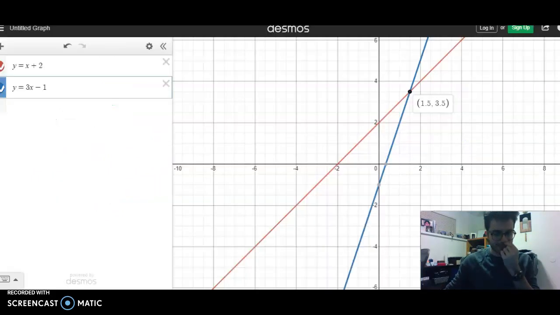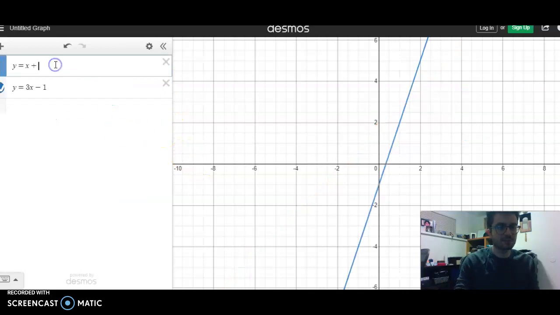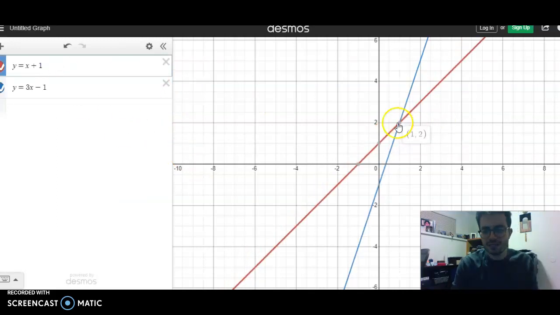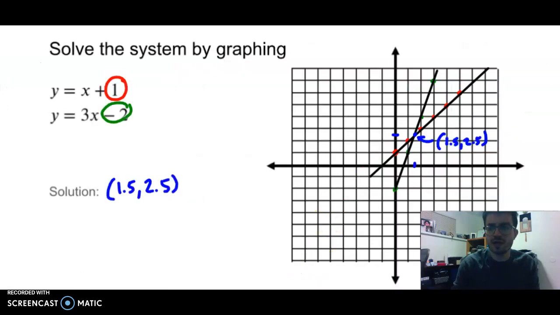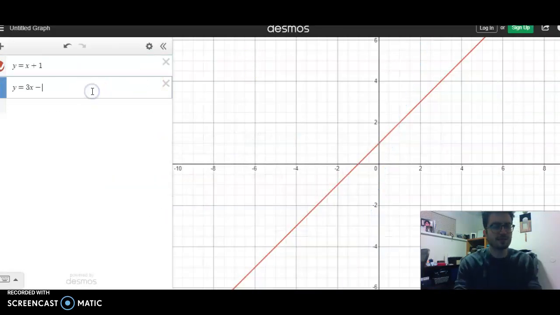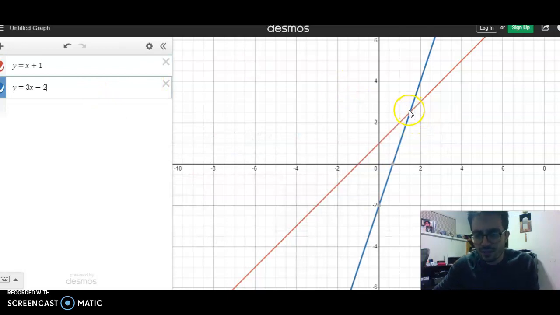Let's check Desmos to make sure. The functions were x plus 1 and 3x minus 2. Let's see where they cross. 1.5, 2.5. Looks like we did a good job.